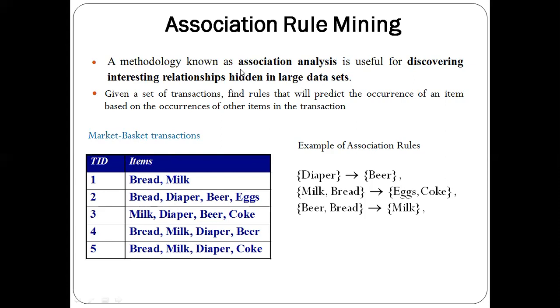That will be done in the association analysis here. With the help of association analysis, we can predict the occurrence of an item based on the occurrence of other items in the transaction.